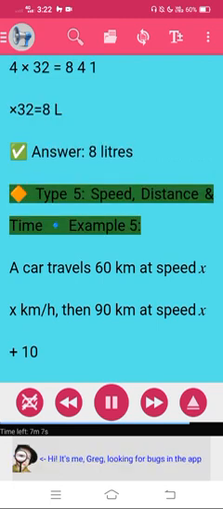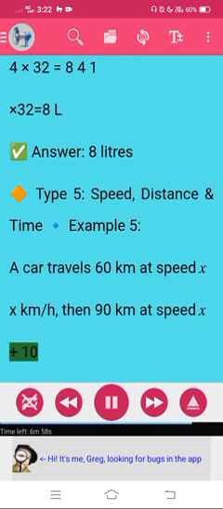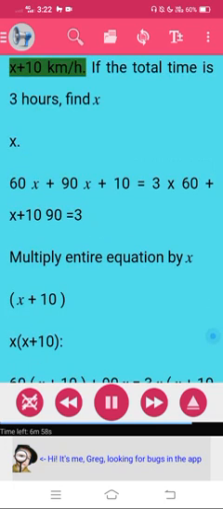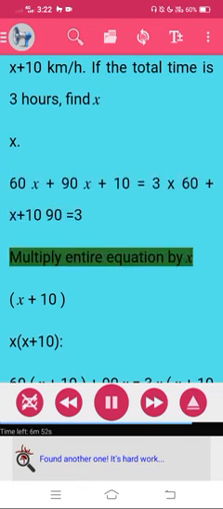Type 5: Speed, distance and time. Example 5: A car travels 60 kilometers at speed x kilometers per hour, then 90 kilometers at speed x plus 10 kilometers per hour. If the total time is 3 hours, find x. 60 over x plus 90 over x plus 10 equals 3. Multiply the entire equation by x(x plus 10).